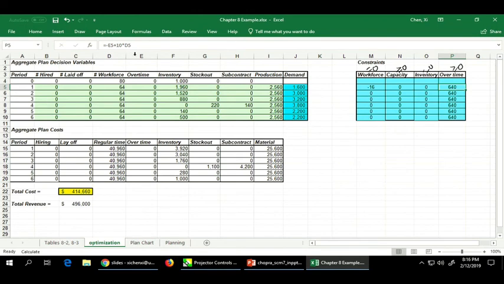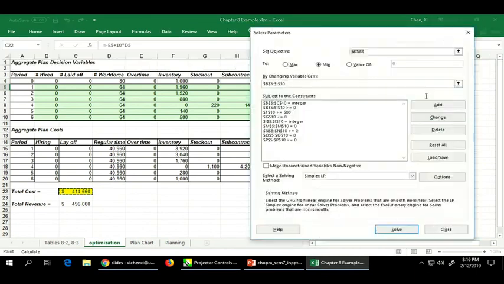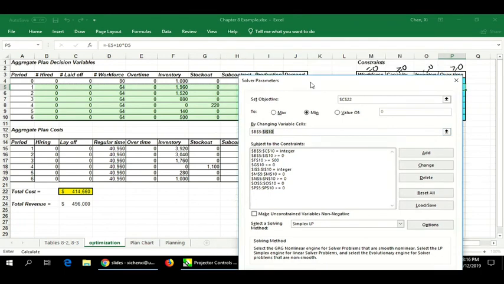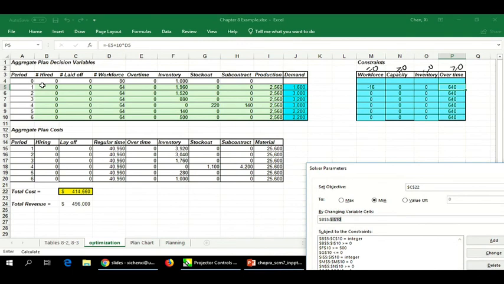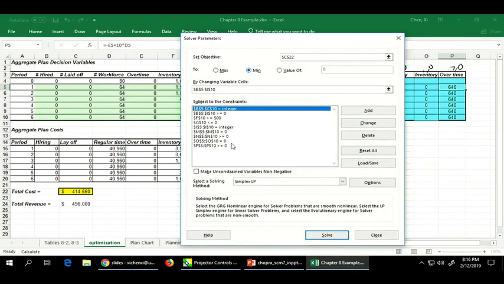Okay, so now let's go to Solver. Our objective is to minimize the total cost, by changing the cells, everything from here to here in the light green field. Subject to constraints, we have quite a few constraints.